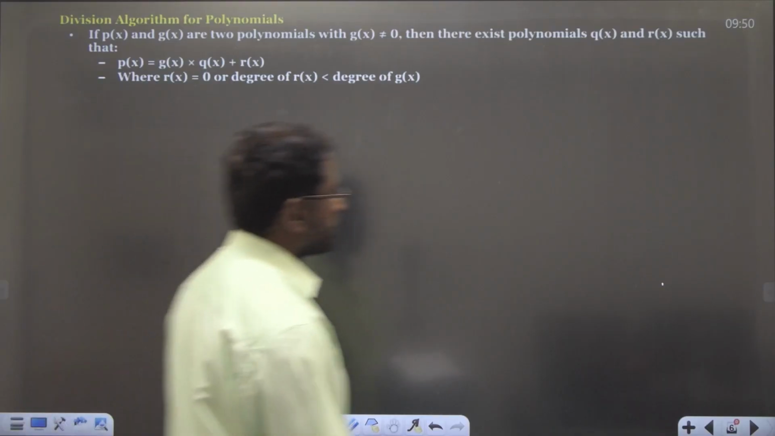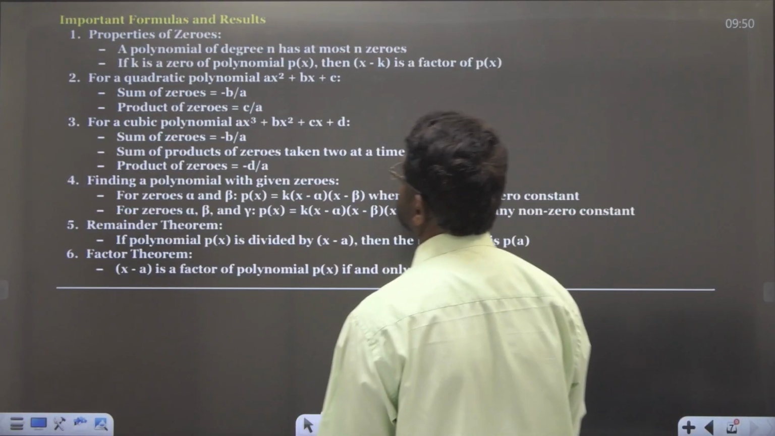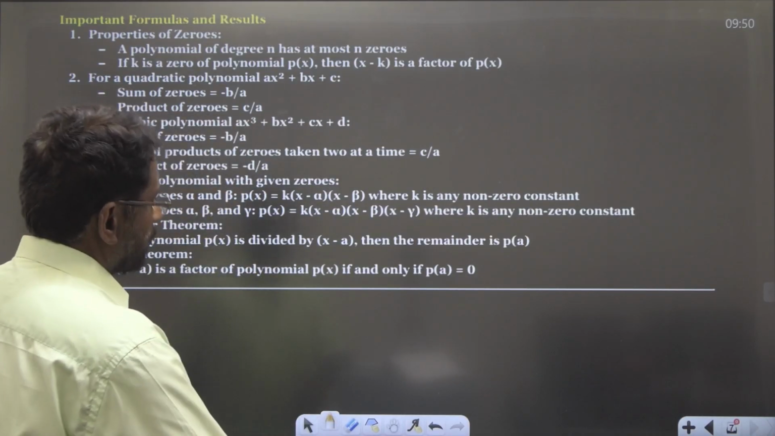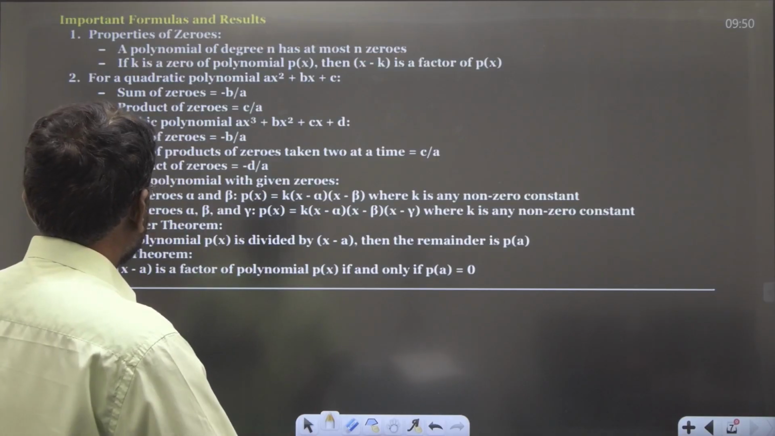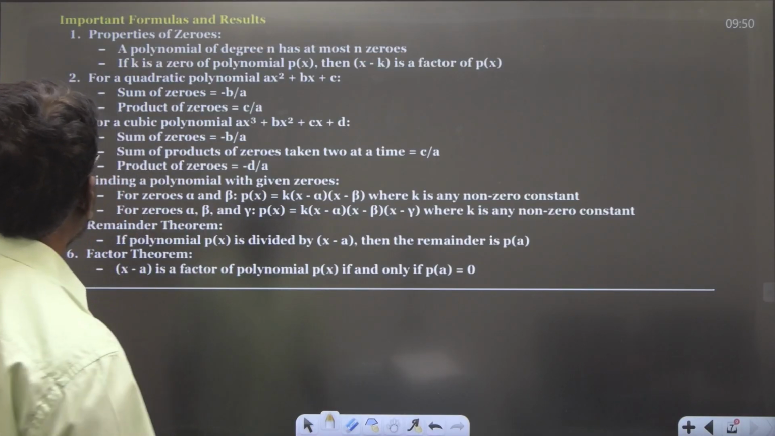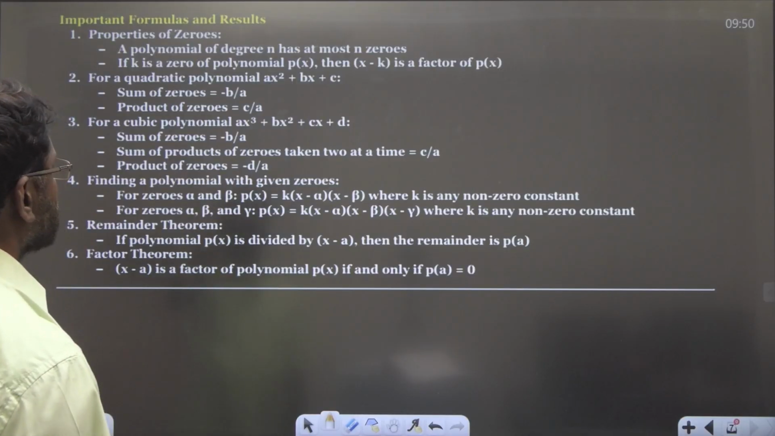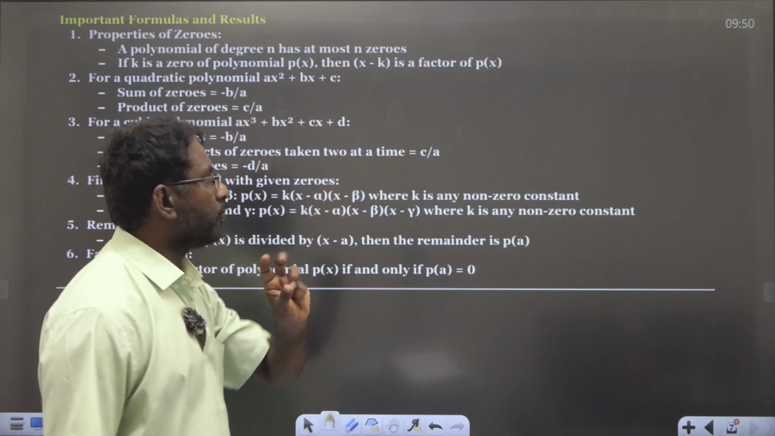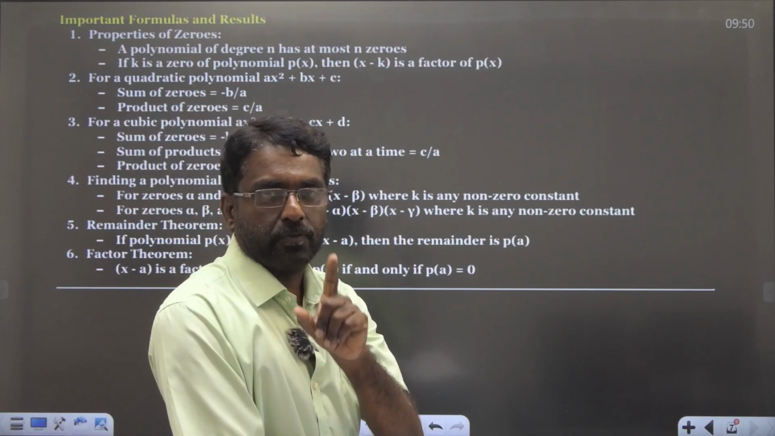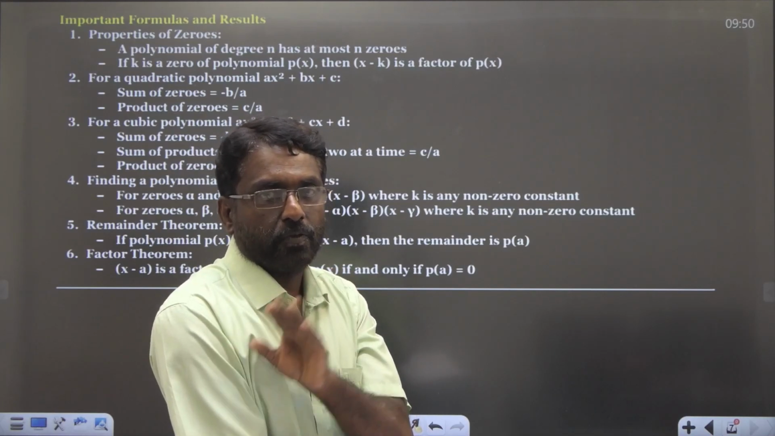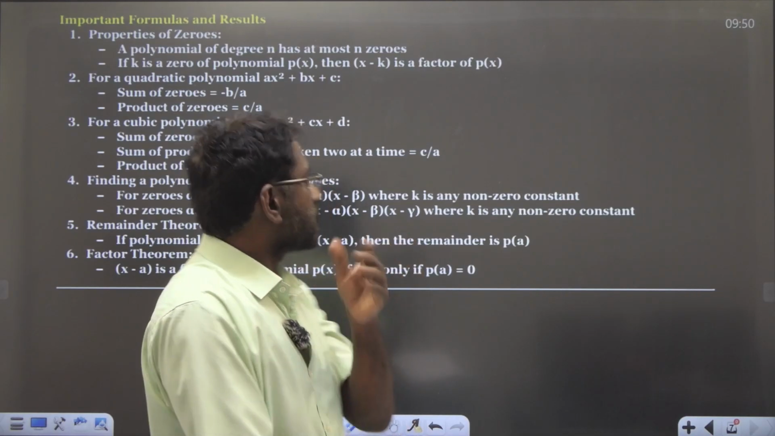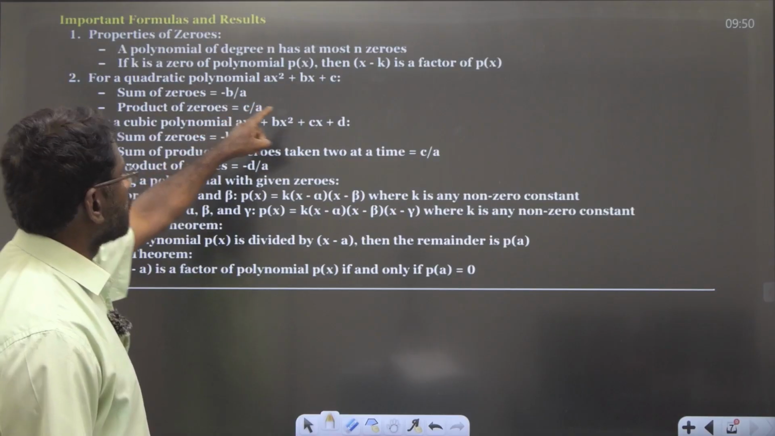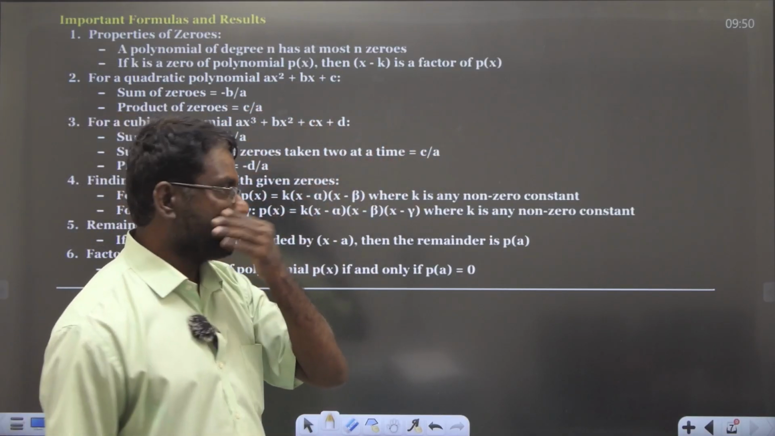Yes, next is again the summary of this class: important formulas and results. Already we have discussed it. A polynomial of degree n has at most n zeros. For a first degree polynomial, the number of zeros is 1; for a second degree polynomial, the maximum is 2; for a third degree polynomial, at most 3, etc. If k is a zero of the polynomial p of x, then x minus k is a factor of p of x. That is very important.